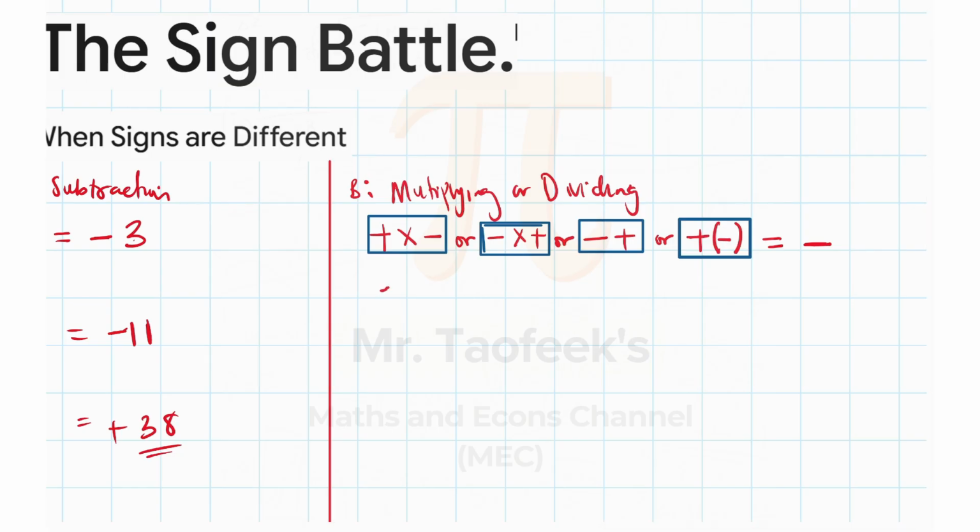Let's take some examples. We have minus 2 times plus 5. Focus on the numbers first. 2 times 5, that is 10. Then look at the sign, negative, positive. The signs are different, minus always wins. No matter the case, minus always wins.